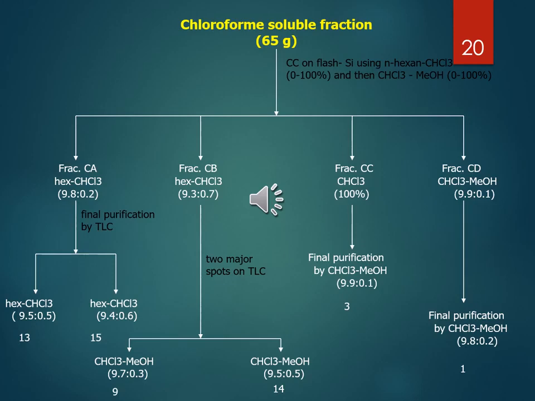The fraction CD is subjected to column chromatography over silica gel, eluting this column using the purity system 9.9 to 0.1% chloroform-methanol, and we obtain the final pure compound, compound number 1. The organic purity system we used for this compound is 9.8 to 0.1% chloroform-methanol.